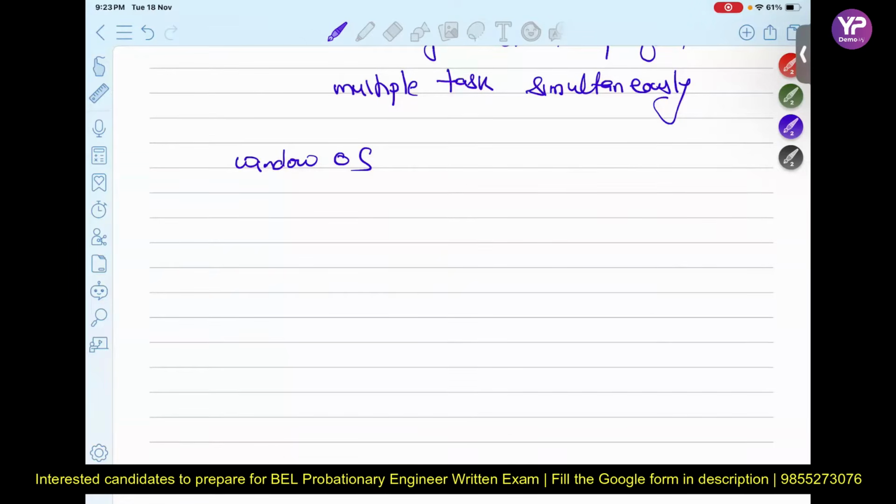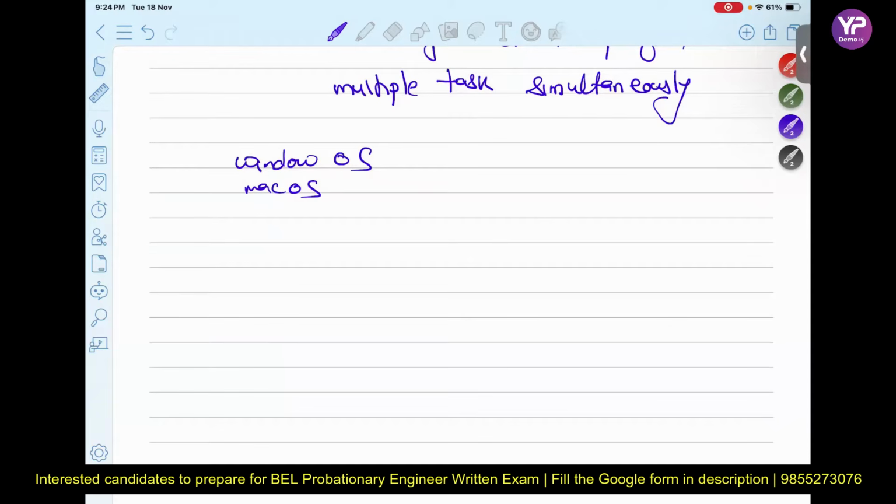We can perform multiple tasks like YouTube is running, Facebook is running there. So these are two different applications, but they are executing or running simultaneously. But with a single processor, how is it possible? Fine, that is the main point. Mac OS is there. So these are multitasking operating systems.